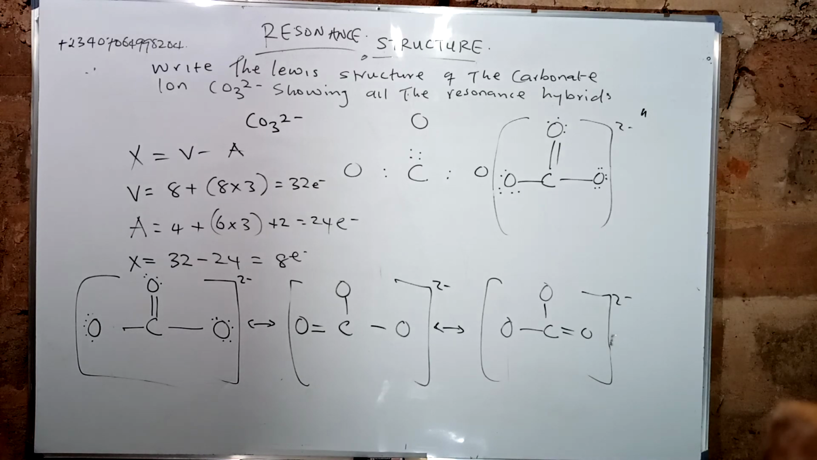So these are the structures showing the resonant hybrid. Should in case they ask you, CO3 2 minus, how many resonant structures does it have? Of course, you can see from the board there that it has 3 resonance structures. And that is all for this video.